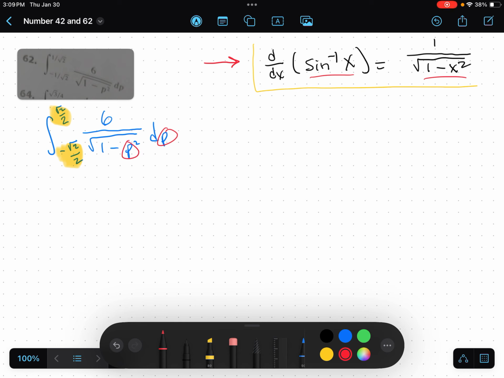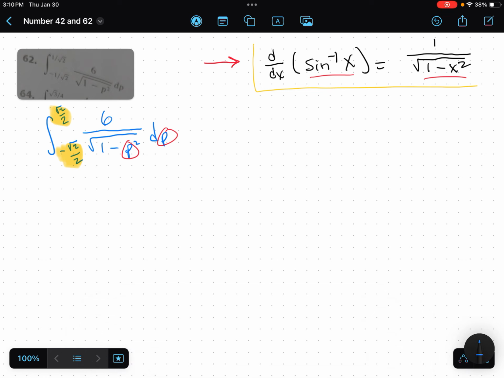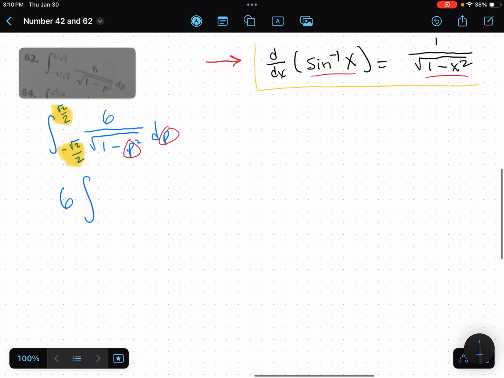So when I do a problem like this, I know that 6 is there, so I'm going to talk about that in a minute. But when I do a problem like this, go ahead and just start by factoring out that constant multiple. In this case, it's a 6. And then you'll see that the problem looks exactly like this derivative formula. This is negative square root of 2 over 2. This is the square root of 2 over 2. And now I have 1 over the square root of 1 minus p squared dp.